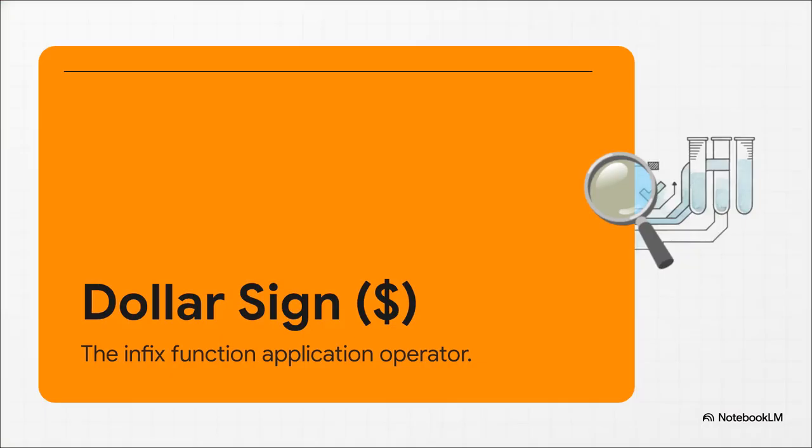And then we have the $ sign. This is the infix function application operator. I know, it sounds highly technical, but its job is actually beautifully simple. It just dictates the order of operations. It essentially tells the compiler, hey, evaluate everything on the right side of this $ sign first, and then apply it to the function on the left. It's just a slick syntactic trick used to clean up code and avoid deep, messy nesting.